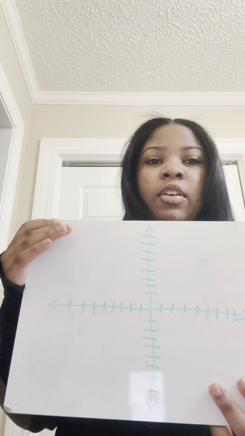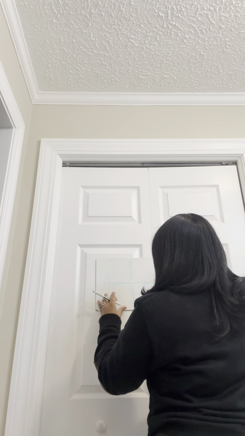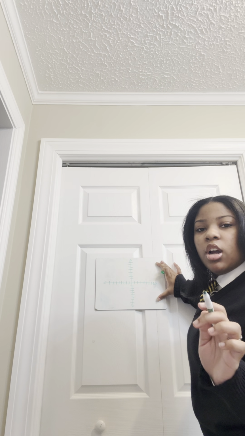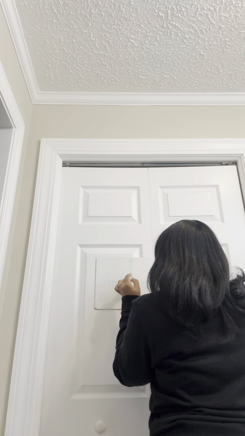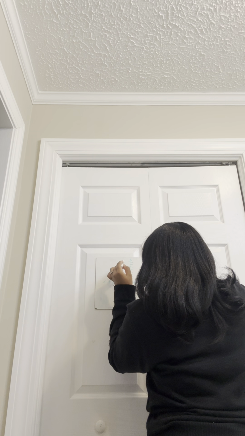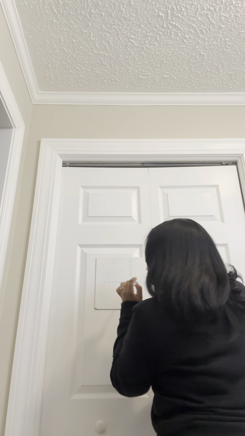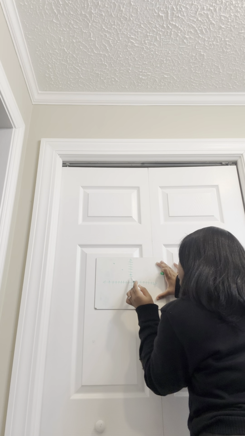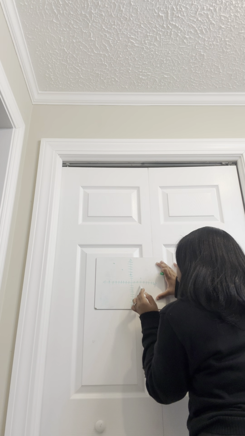So first I'm gonna graph 2 over 3x plus 3. It says plus 3, so I'm gonna start on the y-axis, right here. 2 over 3, so up 2 over 3, up 2 over 3. Then I'm gonna repeat the process, but then go down. Down 2 over 3, down 2 over 3.